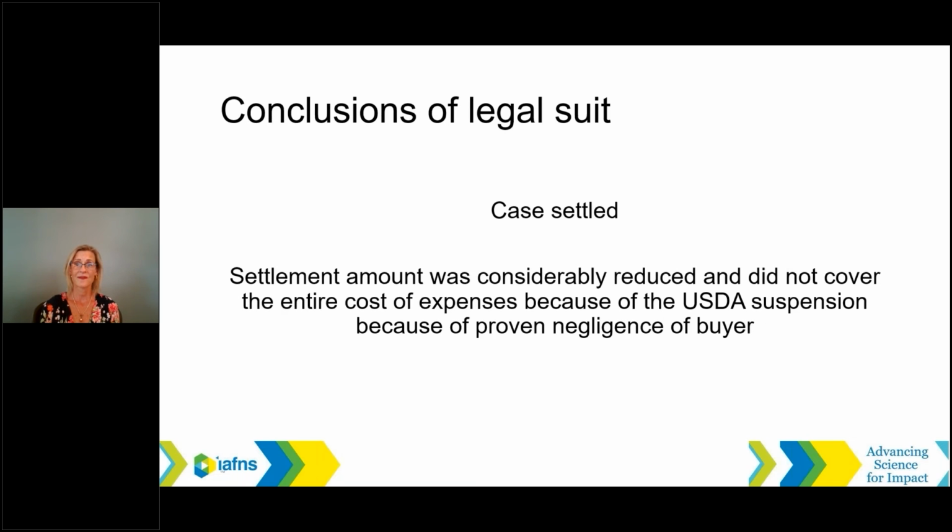So the conclusion of the lawsuit was that the case settled. The settlement amount was dramatically reduced and did not nearly cover the cost of the expenses due to the USDA suspension, simply because the seller proved the buyer negligent. Next slide, please.